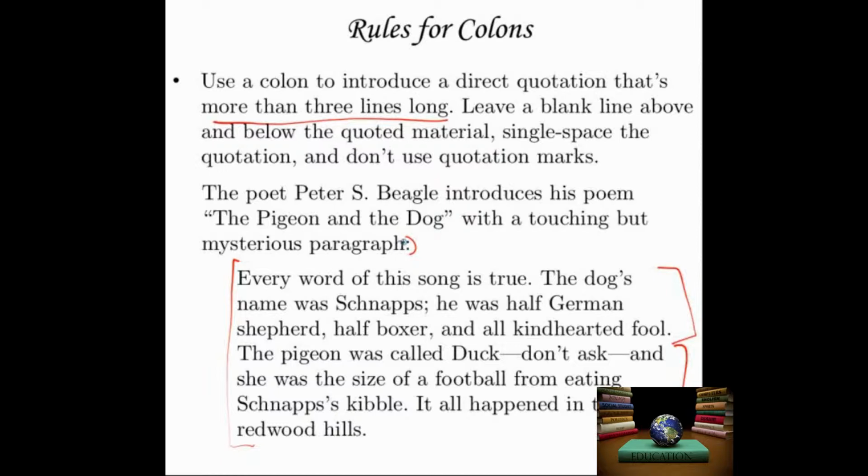The dog's name was Schnapps. He was half German Shepherd, half boxer, and all kind-hearted fool. The pigeon was called Duck, don't ask, and she was the size of a football from eating Schnapps's kibble. It all happened in the Redwood Hills. So if I'm writing about the poem as a whole, I may start by quoting the poet's introduction. It's longer than 3 lines, so I set it in this special format, and I introduce it with a colon and no quotation marks.